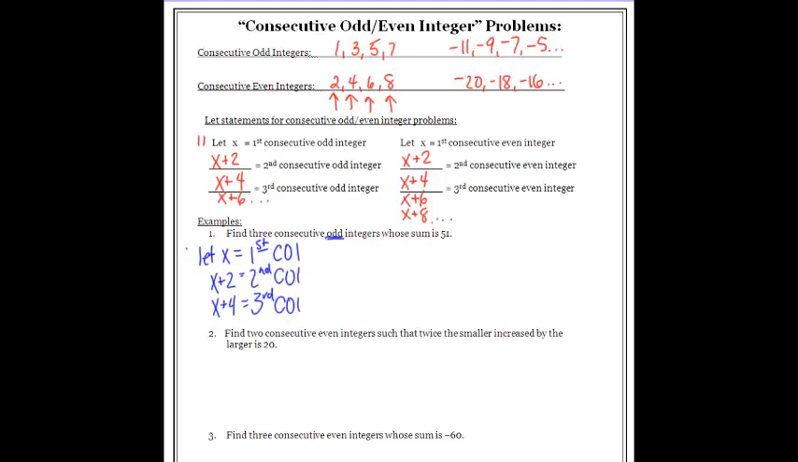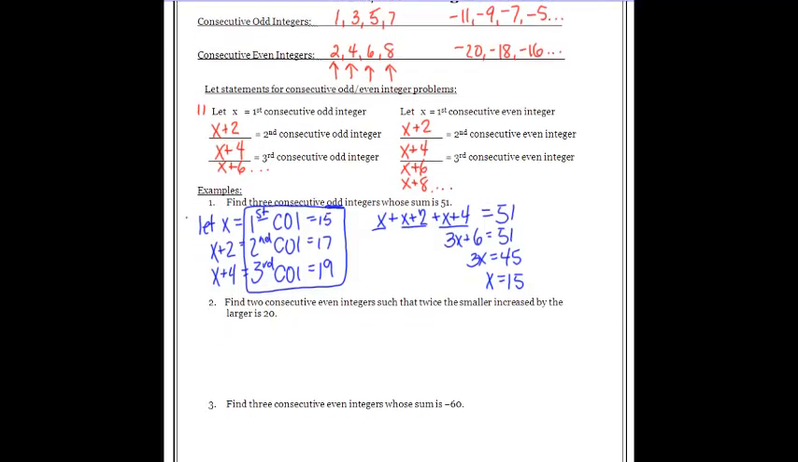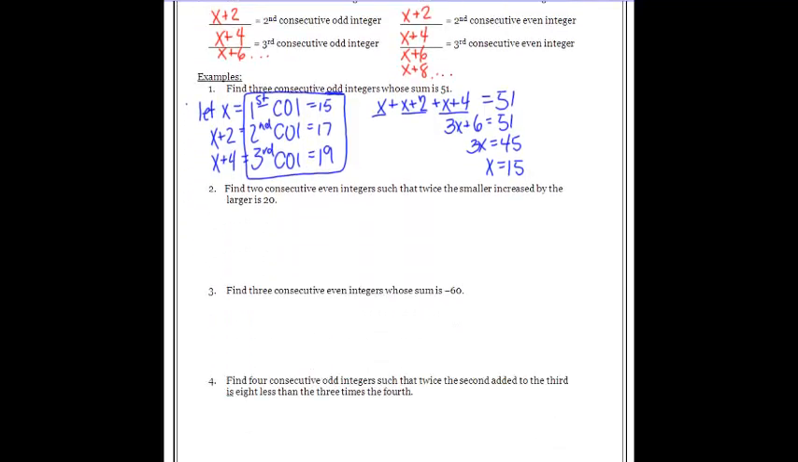Their sum is 51, so again, you could do this: x plus 2 plus x plus 4, representing each consecutive odd integer, and their sum is 51. Go ahead, pause here, and solve that. Hopefully you got 15, 17, and 19, and if you do a quick mental check, that does add up to 51.